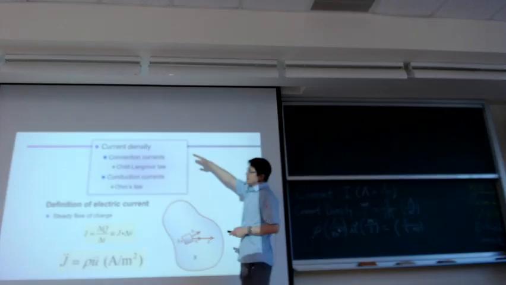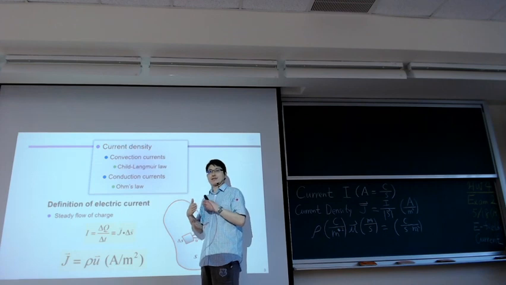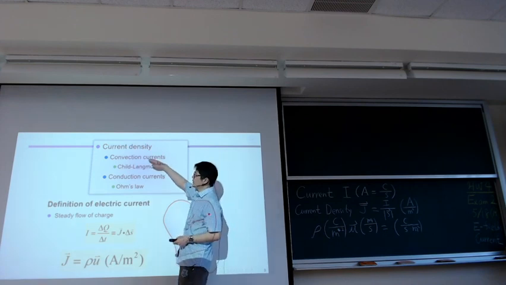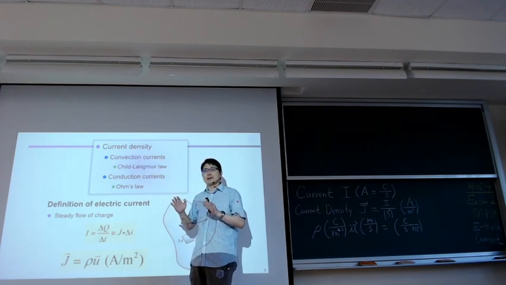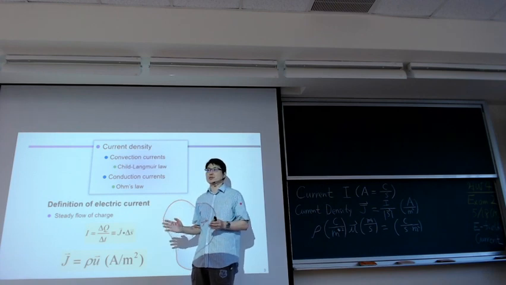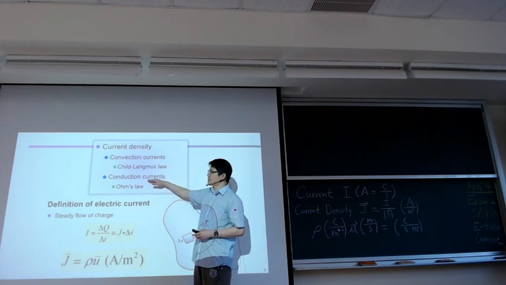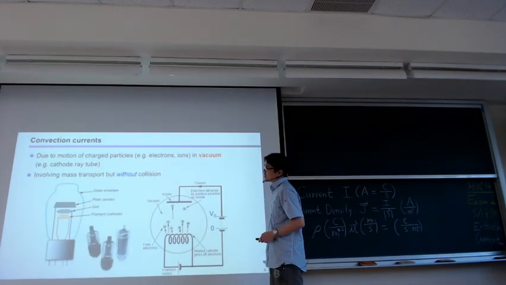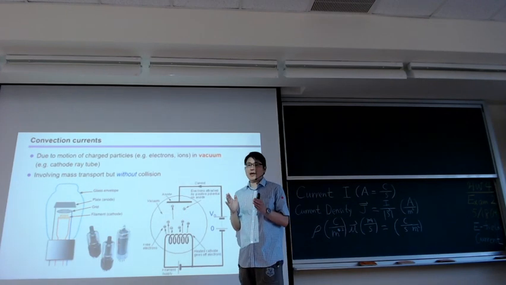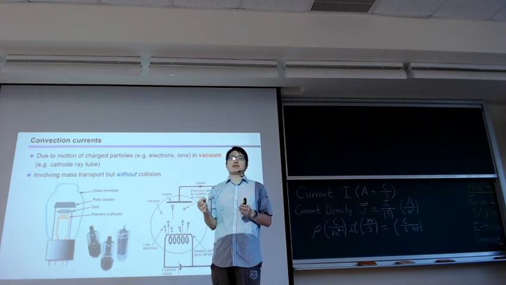Now, current densities can be divided into two types depending on how this current is formed. Right? So the first one is called convection current, which is probably no longer in use, but in the past we used convection currents heavily. The second type is conduction current. This is something we use every day until this date, right? So by definition, convection current is something you have the motion of charged particles in vacuum.